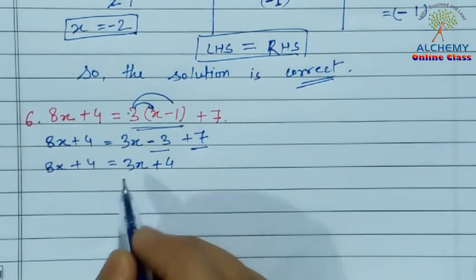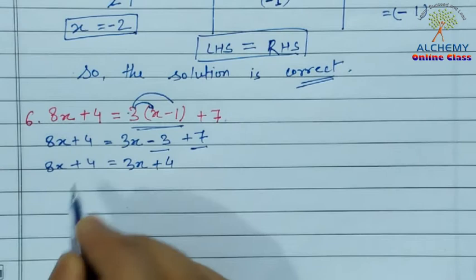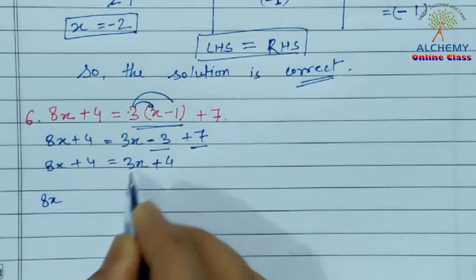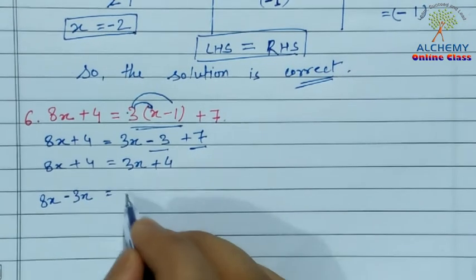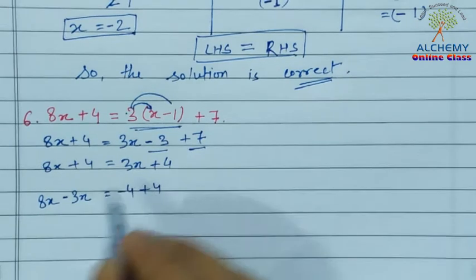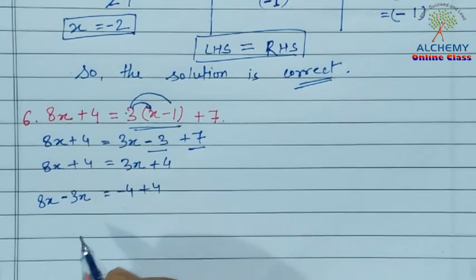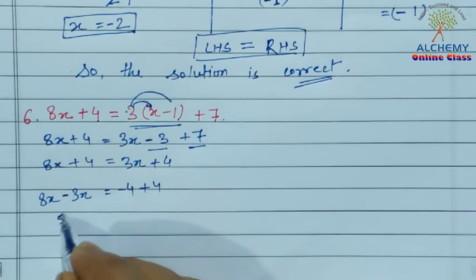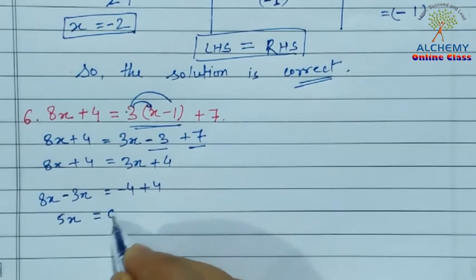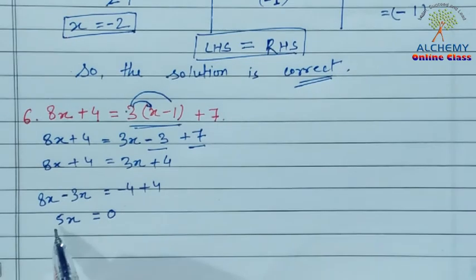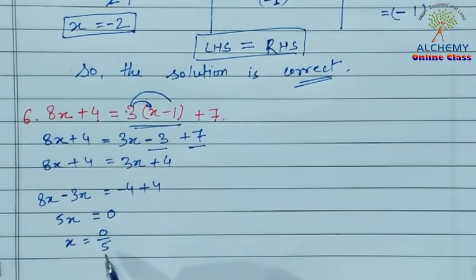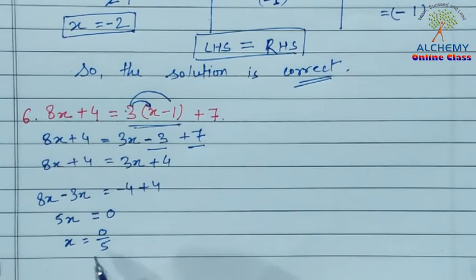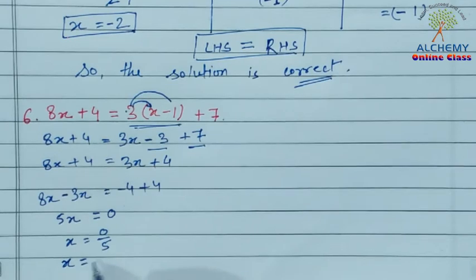Now we can take the side of terms which has variable to the one side. So 8x and this goes to this side, minus 3x is equal to, this 4 goes this side, minus 4 plus 4. So when we subtract this, we get here 5x is equal to 0. Okay, when this x will be taken to the other side, x is equal to 0 upon 5, and when 0 is divided by any number, the result we get 0. So the value of x is 0.